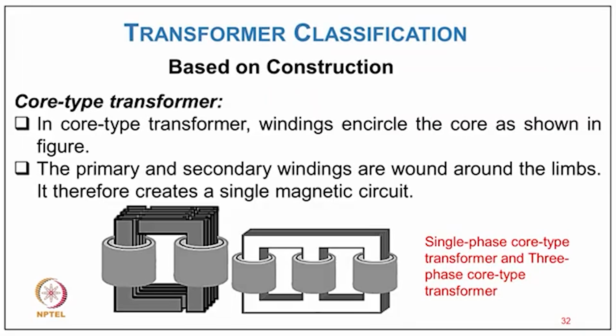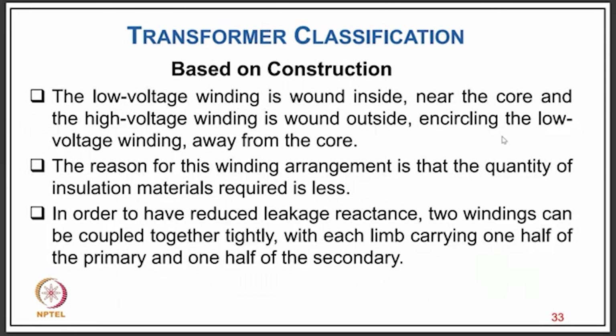So you can start with the core type of transformer. You have a single phase core type and a 3 phase core type, where in single phase you have 2 windings on 2 sides of the core, and in 3 phase you have 3 phase windings on all the 3 limbs. This we call the core type of construction. The low voltage winding is wound inside near the core, as I already mentioned earlier. The high voltage winding is wound outside, circling the low voltage winding away from the core, to reduce the insulation.